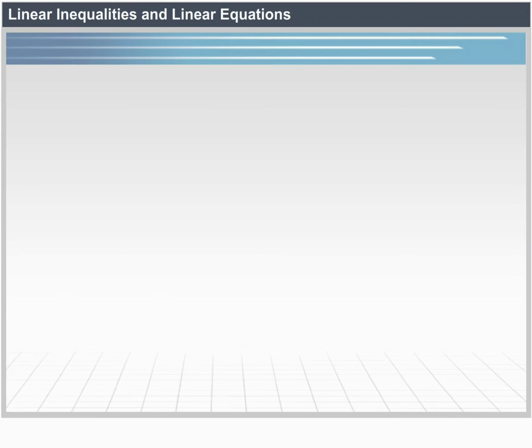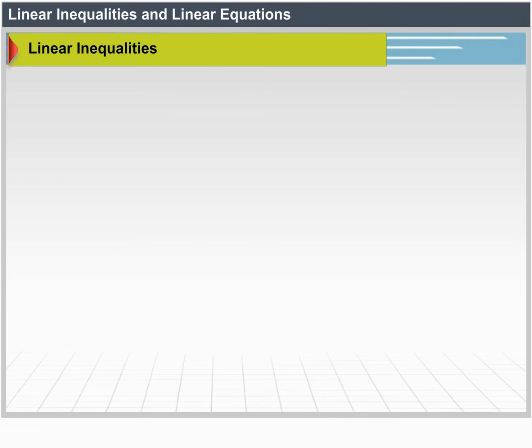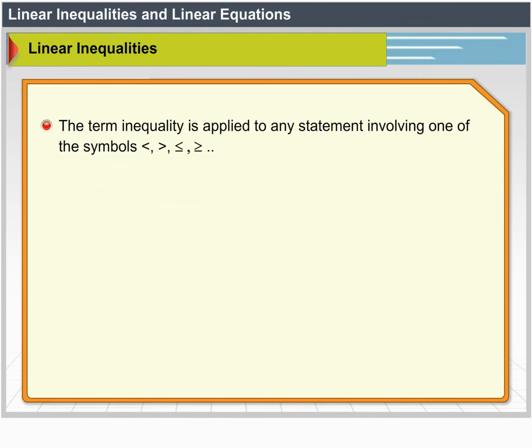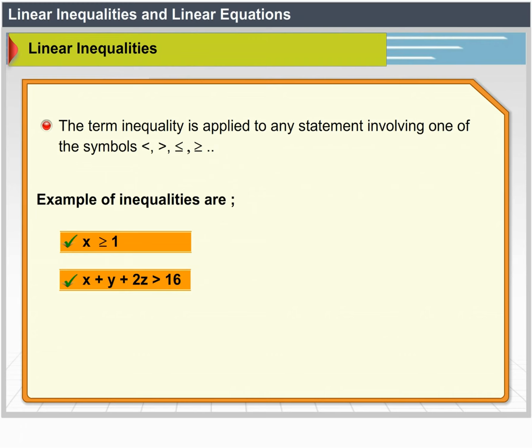Linear inequalities and linear equations. Linear inequalities. The term inequality is applied to any statement involving one of the symbols greater than, less than, less than or equal to, greater than or equal to. Examples of inequalities are x greater than or equal to 1, x plus y plus 2z greater than 16, p squared plus q squared less than or equal to 1 by 2, a squared plus ab greater than 1.